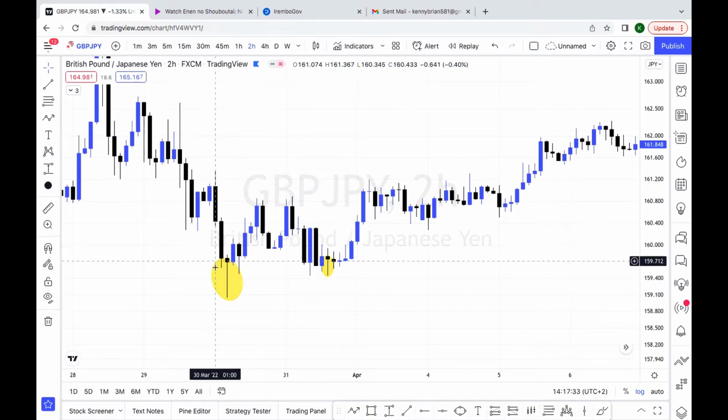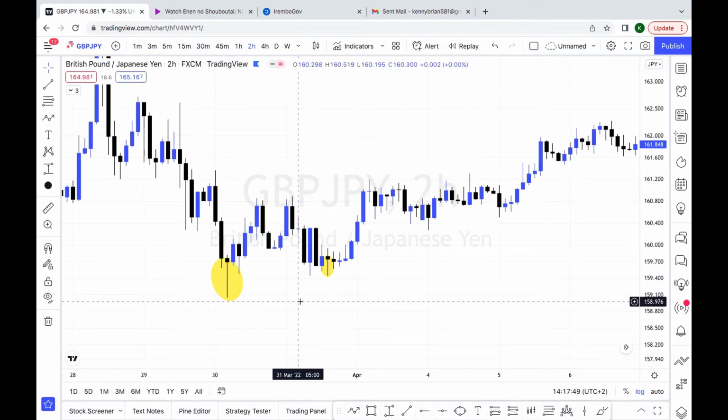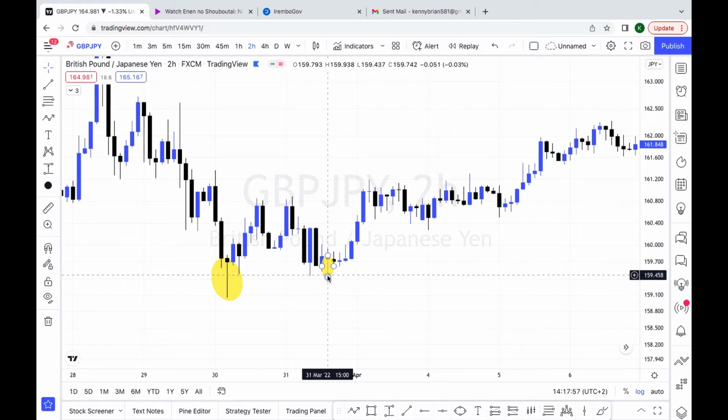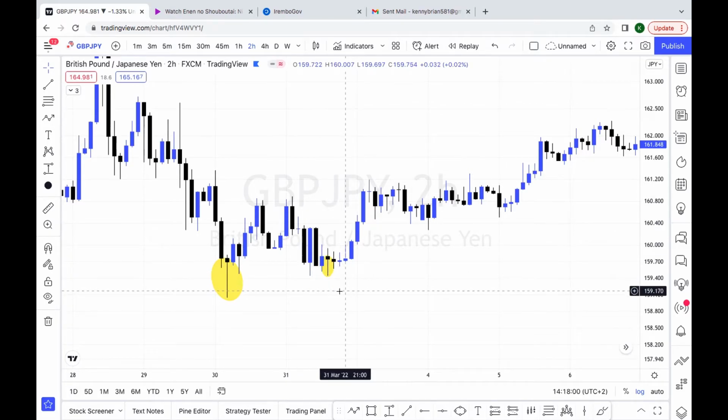So as you can see, this hammer happened, and by the way, this can also be an evening star, and it can also be a bullish engulfing candle. But we are only looking at the hammer, right? So the hammer is only made up by one candle. So we can clearly see a hammer here, which made price start moving higher. Then price came again lower, and then we got another hammer, and then price went high again.